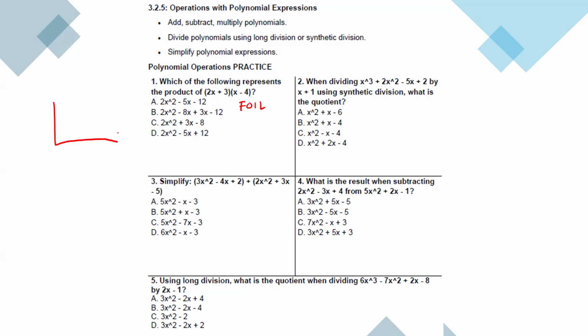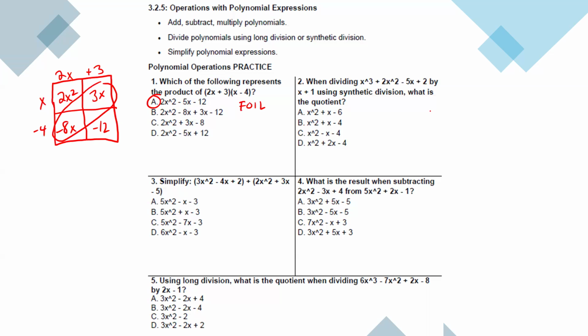So if you choose to do the box method, if you're a visual learner, it helps you keep it more organized. So you have your 2x and your positive 3, your x and your negative 4. And that's going to give you your 2x squared, your 3x, your negative 8x, and your negative 12. You're going to combine like terms. So after combining my like terms, I'm going to be left with 2x squared minus 5x minus 12.